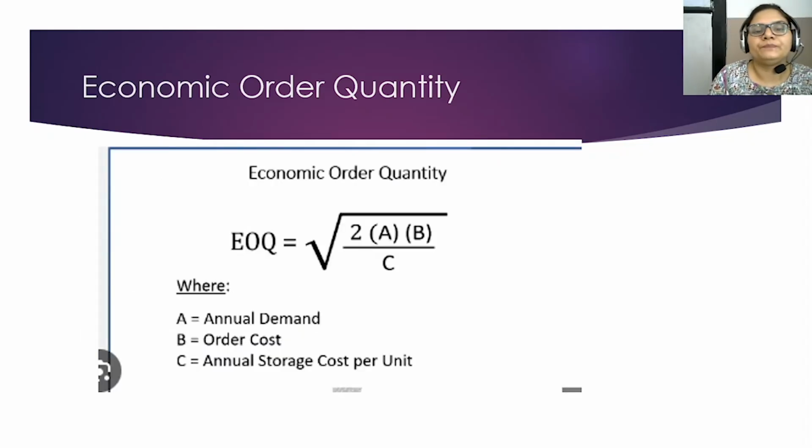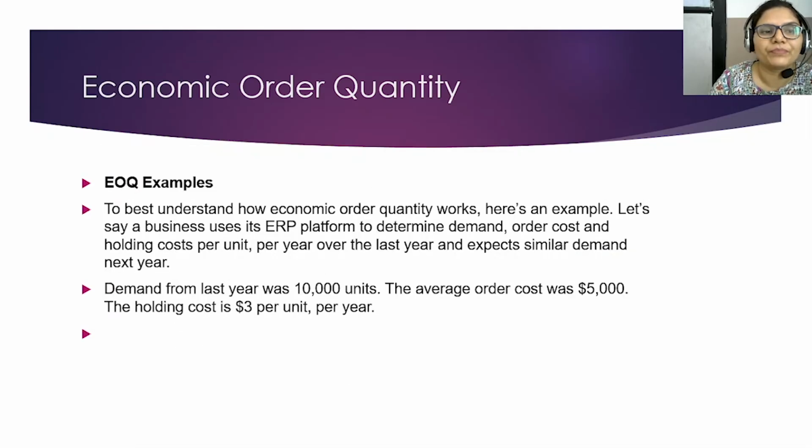Now the formula. For calculating the EOQ, a certain formula is prescribed: EOQ is equal to the square root of 2 into A into B upon C. A is equal to annual demand, B is equal to order cost, and C is equal to annual storage cost per unit. Annual storage cost is always calculated per unit of a particular product. When we take the square root of all these calculations, we arrive at the economic order quantity.